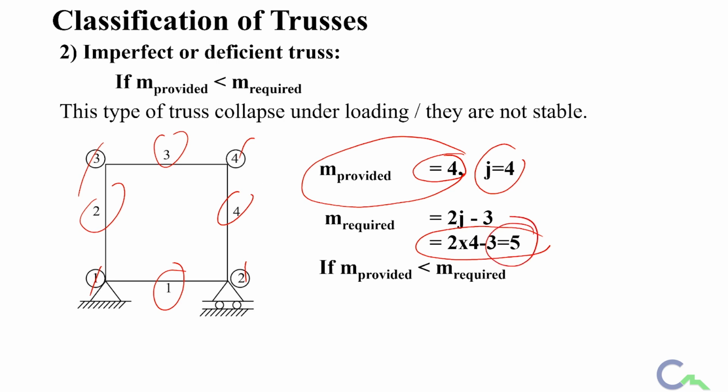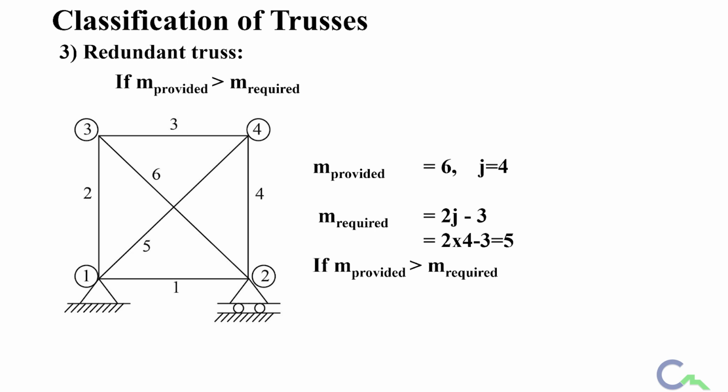So therefore I can say this is a deficient truss. This type of truss will collapse under loading, or it is not stable. So the third type is the redundant truss.